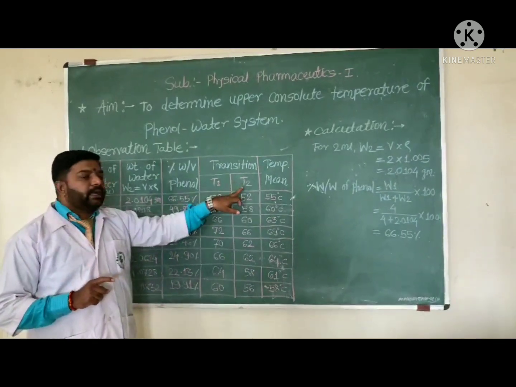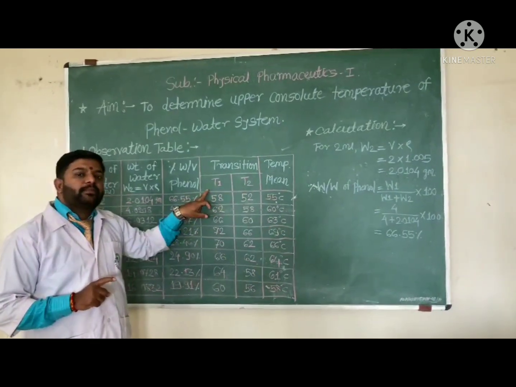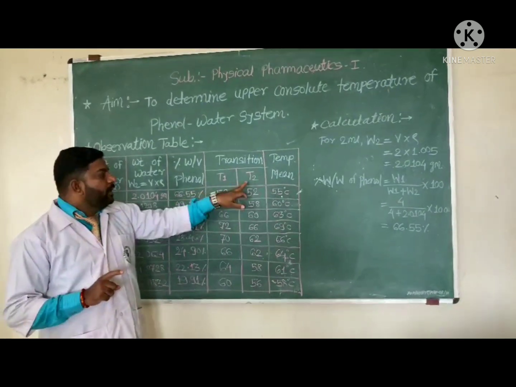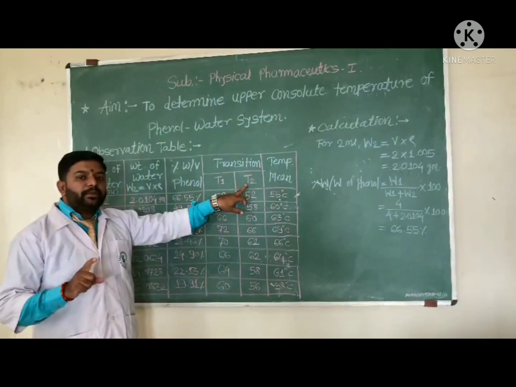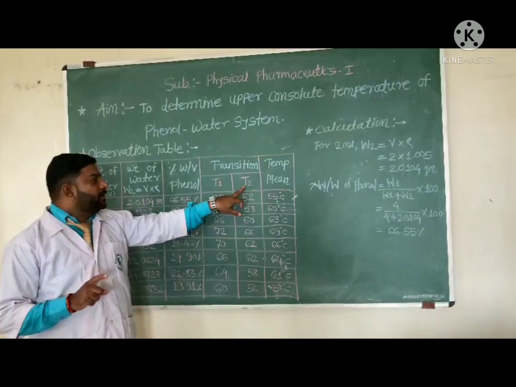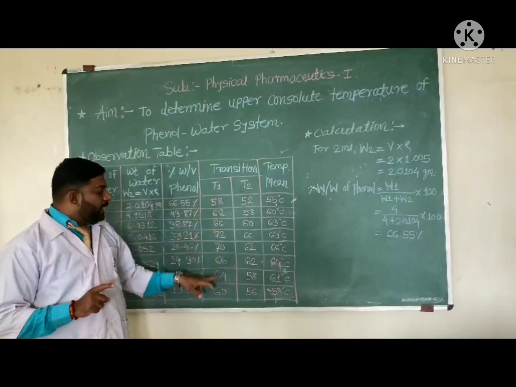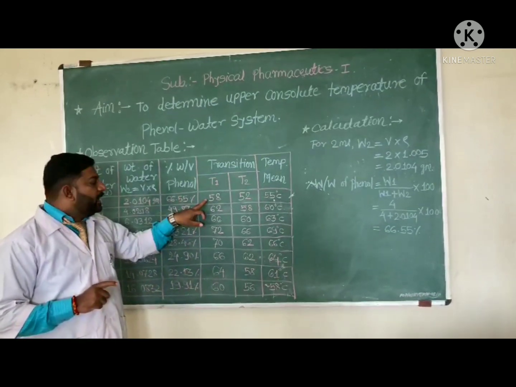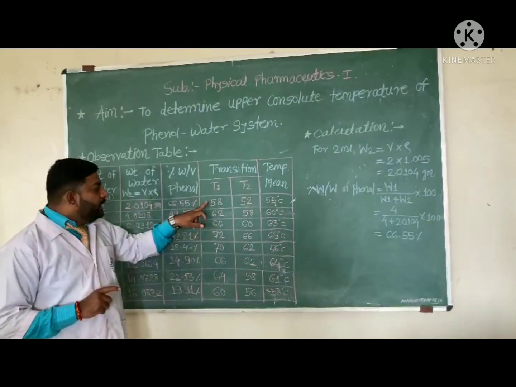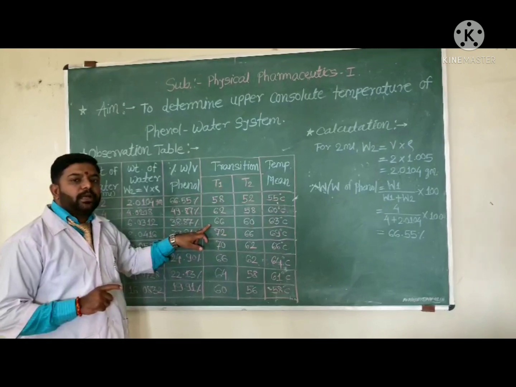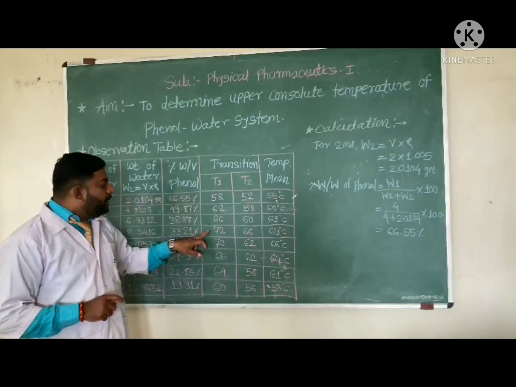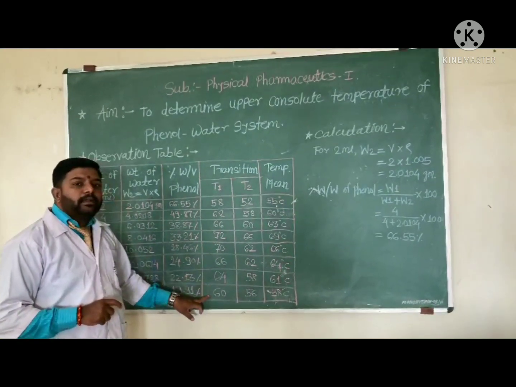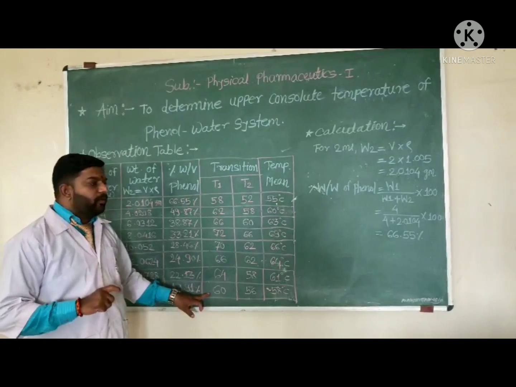Each time we have measured two temperatures. One is T1, the second is T2. T1 is for the clear solution of phenol and water. For T2, when turbidity appears in the test tube, we measure the second temperature. Up to the 8 readings we have measured the same way. We have seen that when we add 2 ml of water, the temperature increases up to a certain limit. After that, the temperature decreases again.